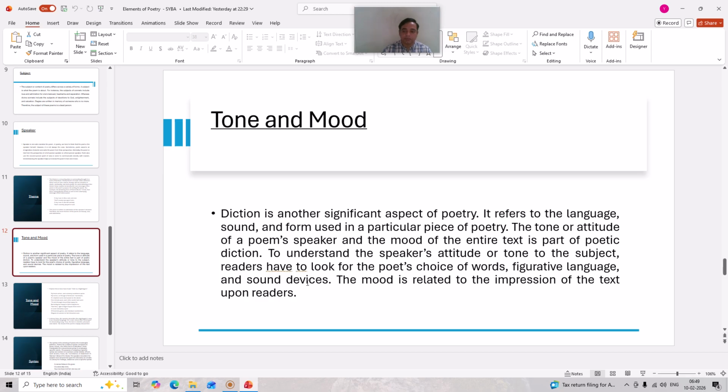Choices of words, figurative language, and sound devices help us understand what the tone of a poem is and what the mood of a poem is. Mood is related to the impression of the text upon a reader. What impression the text of a poem makes, whether it makes readers happy, whether it makes readers serious, whether it makes readers contemplate. This effect of a poem is called mood.